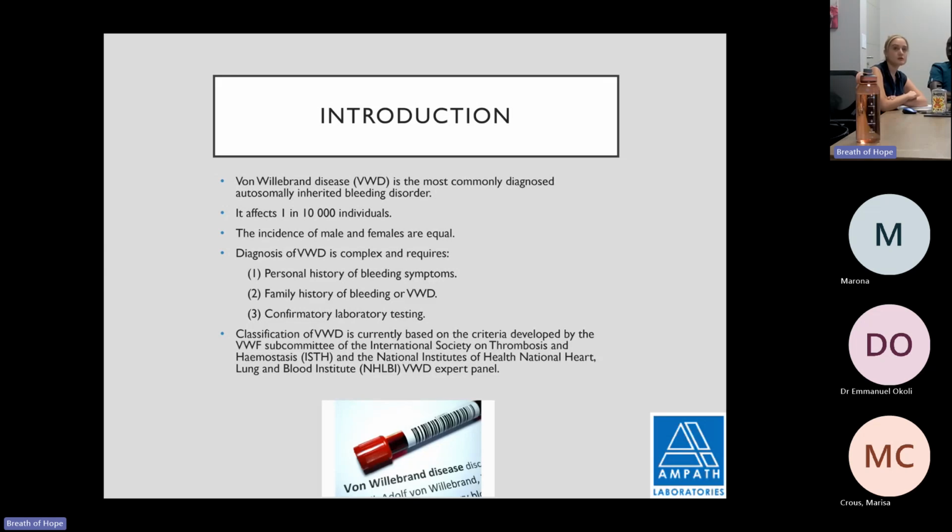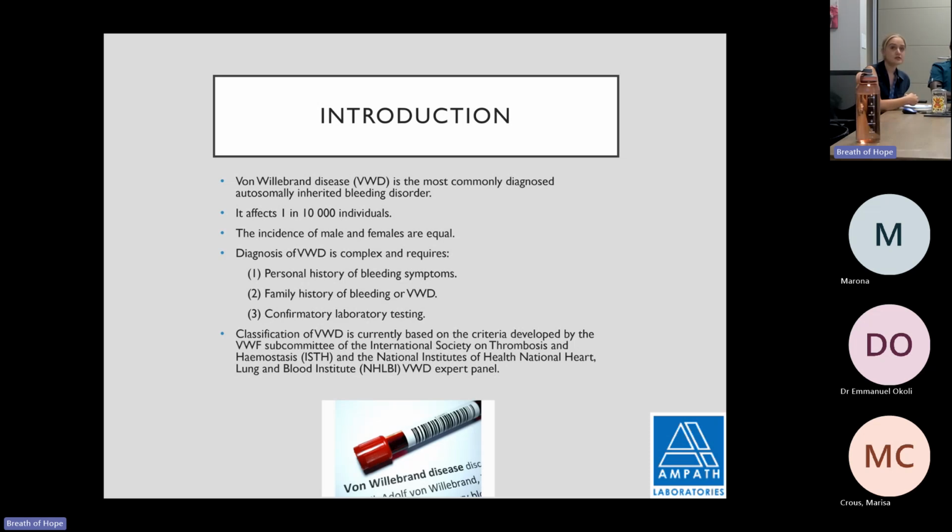So the diagnosis of von Willebrand disease is quite complex. And why is that? Because we need a family history of bleeding symptoms. Also, we need to see if there's a personal history of bleeding, and then we need confirmatory laboratory tests.